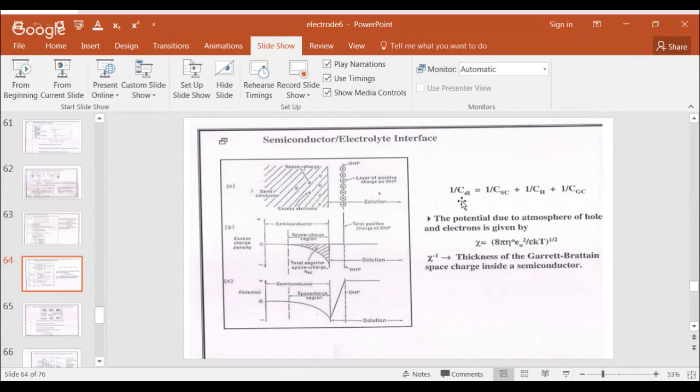Now, my real system will be different, because there will be no ideal compact layer, no ideal diffuse double layer, and no ideal potential drop within the semiconductor. So in real systems the situation will be more difficult, but it will consist of three terms.